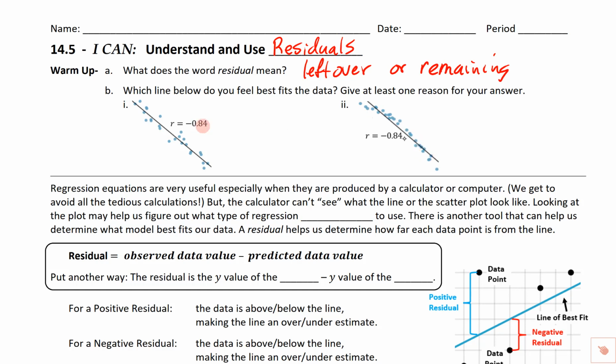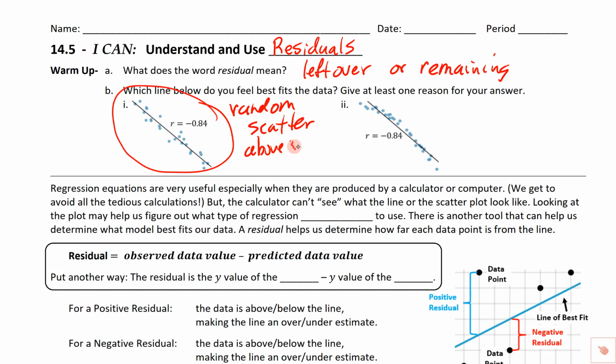So even though they have the same correlation coefficient, I would probably feel a little bit better saying this one right here because they're randomly scattered about this. This one looks more like a curve. Okay, so I'm going to say random scatter above and below. And then over here, I'm going to say this looks like a curved pattern, not a linear pattern.